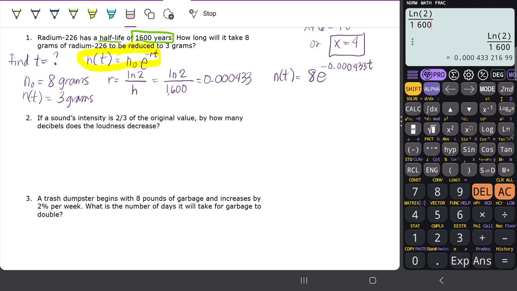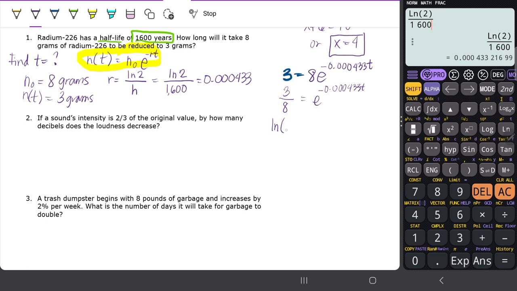Okay? So, palitan na natin yung N(t) ng 3 grams. So, 3 equals 8 times e raised to negative r times t. Okay? So, what we have here is an exponential equation. So, we will be solving the value of t. Okay? So, we have here 3/8. If we divide both sides by 8, so 3/8 equals e raised to negative 0.000433t. Okay? So, take the natural log of both sides.